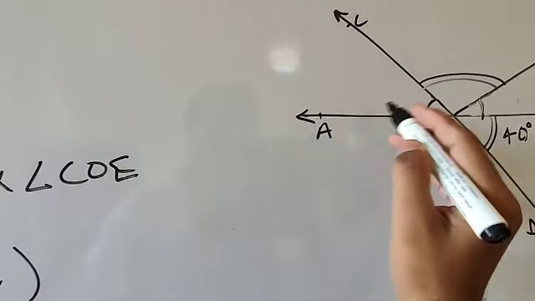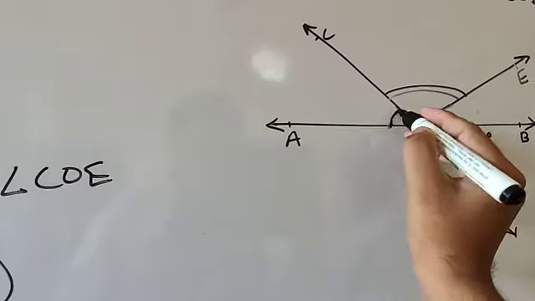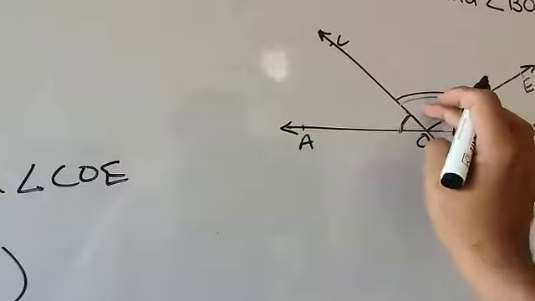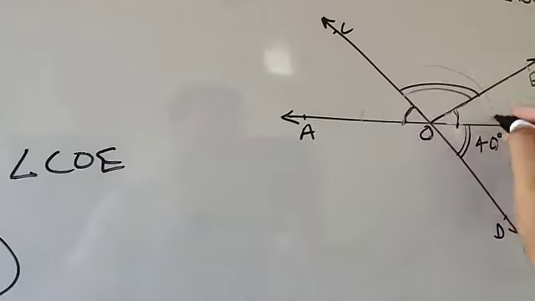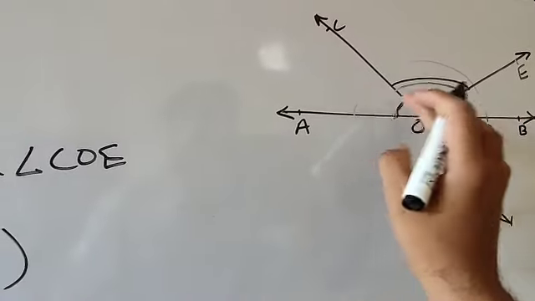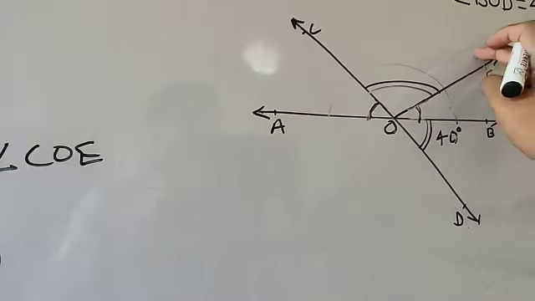Now students, here you can see that AB is a straight line. So the sum of these three angles will be 180 degrees. On a straight line you are going to get a 180 degree angle. So here angle AOC plus angle BOE plus angle COE equals 180 degrees.